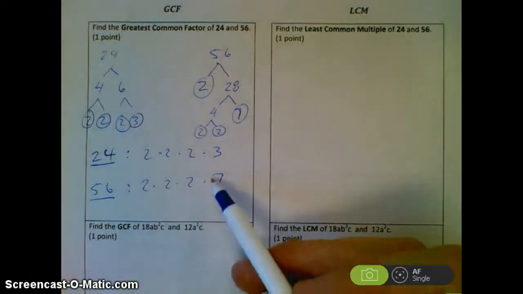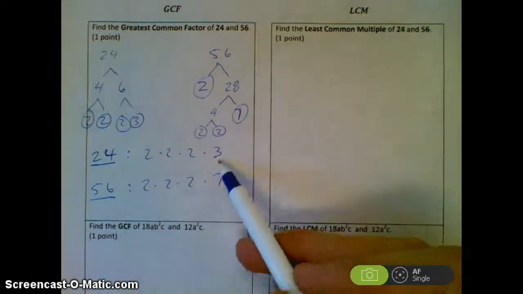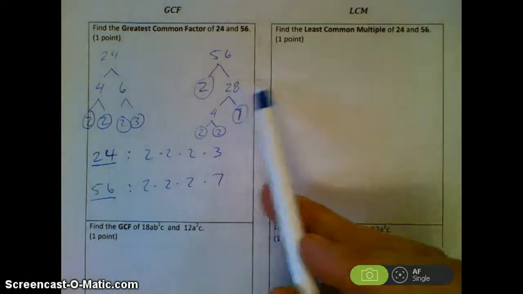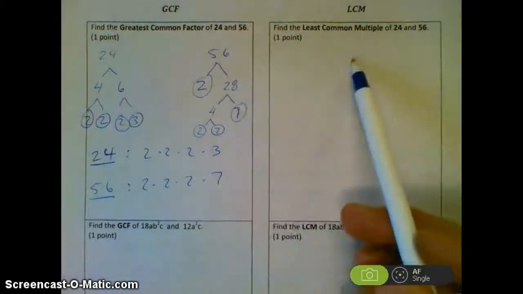So far, I've just found the prime factorization. That's a similarity. I do it for both of these. I'm not going to do it again because it would just be a waste of my time.